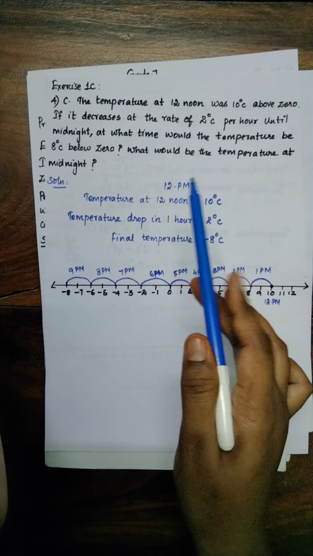For 1 hour it is decreasing by 2 degrees Celsius, so I am subtracting 2. If you are adding 1 hour to 12 p.m., what is the time? It is 1 p.m., then 2 p.m., 3 p.m., 4 p.m., 5 p.m., 6 p.m., 7 p.m. At last, when you come to 9 p.m., we get the temperature minus 8 degrees Celsius. So the time is 9 p.m. Understand?